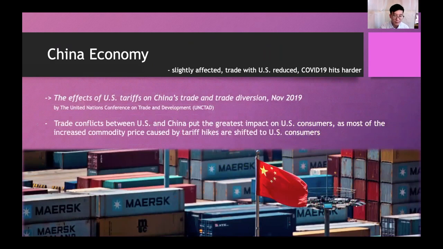According to a report by the United Nations Conference on Trade and Development in November last year, it is stated that US consumers are affected the most during the Sino-US trade conflict. The report pointed out that because of the tariff hikes between the two countries, in the US as a big consumer market, the negative effect of tariff hikes will cause the final product and commodity prices to increase, which places a high pressure on US citizens and the wholesale market.